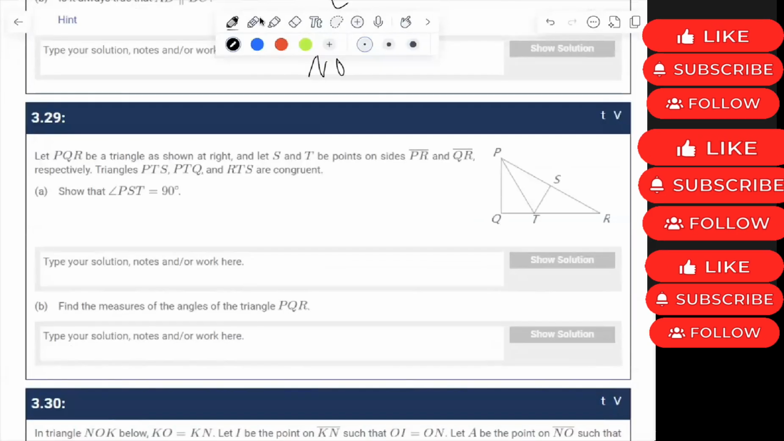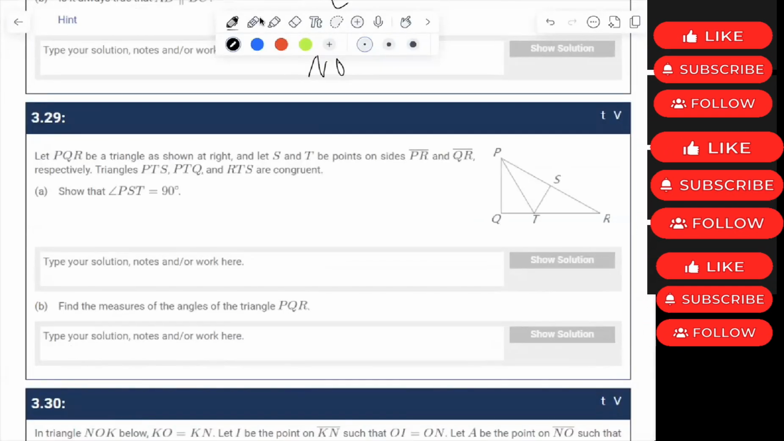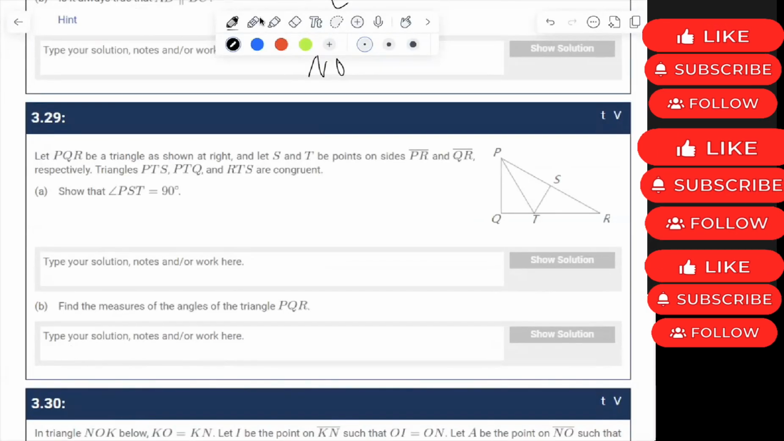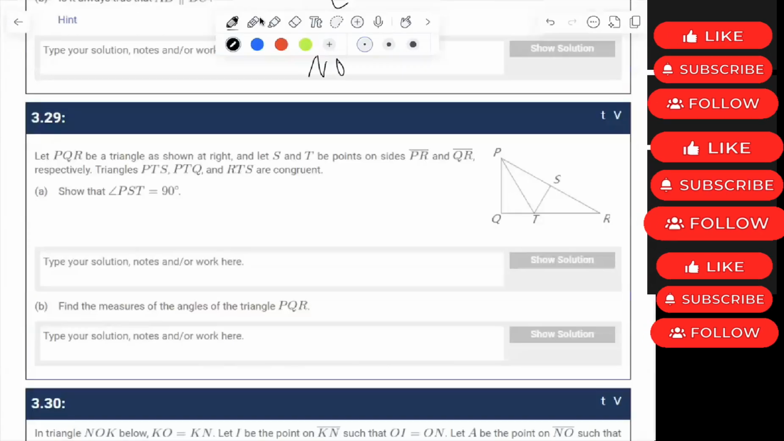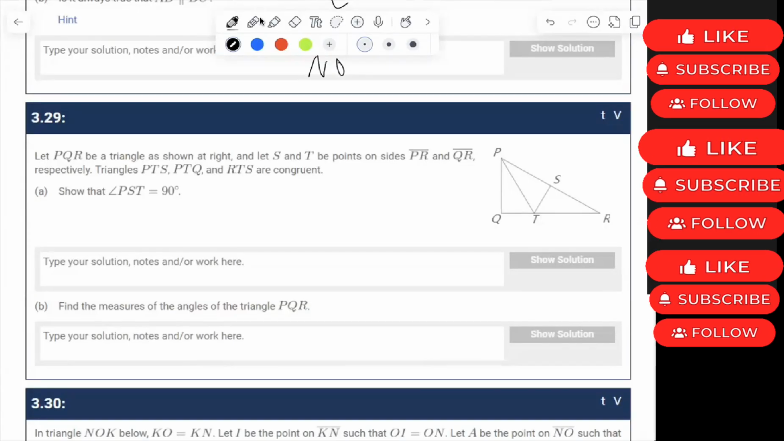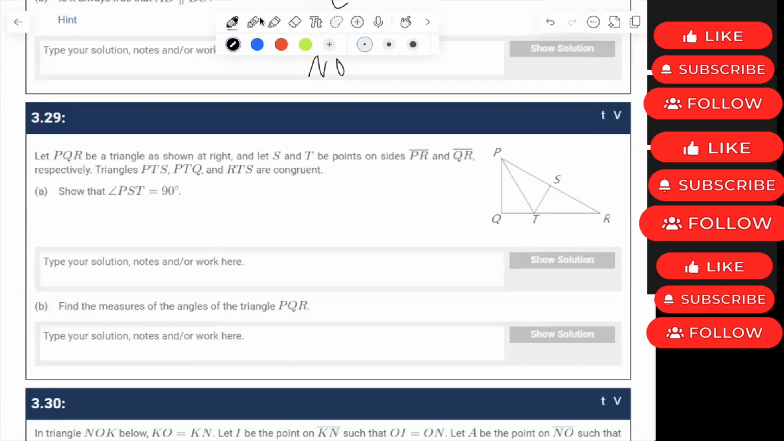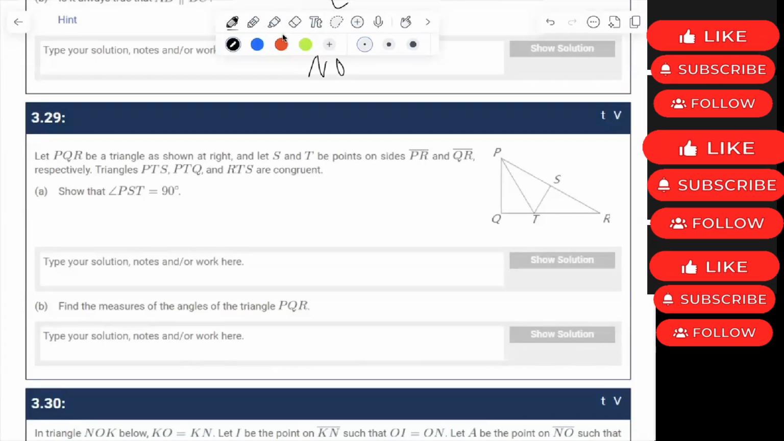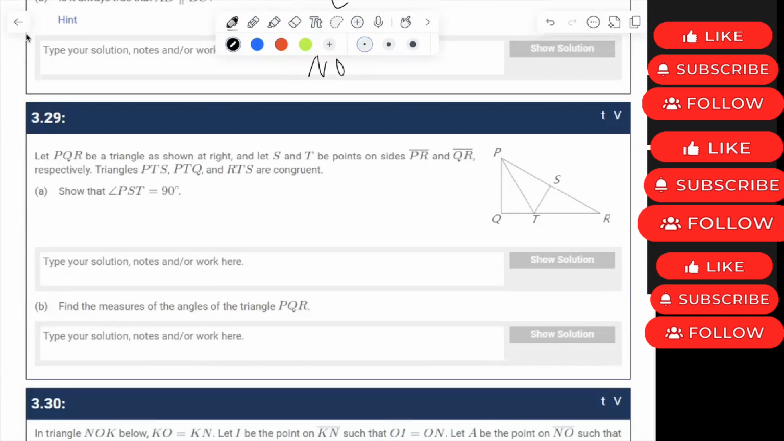Let PQR be a triangle as shown on the right, and let S and T be points on sides PR and QR, respectively. Triangles PTS, PTQ, and RTS are congruent. Show that PST is equal to 90 degrees, then find the measurement of angle PQR. I'll let you try this question and tell me in chat.